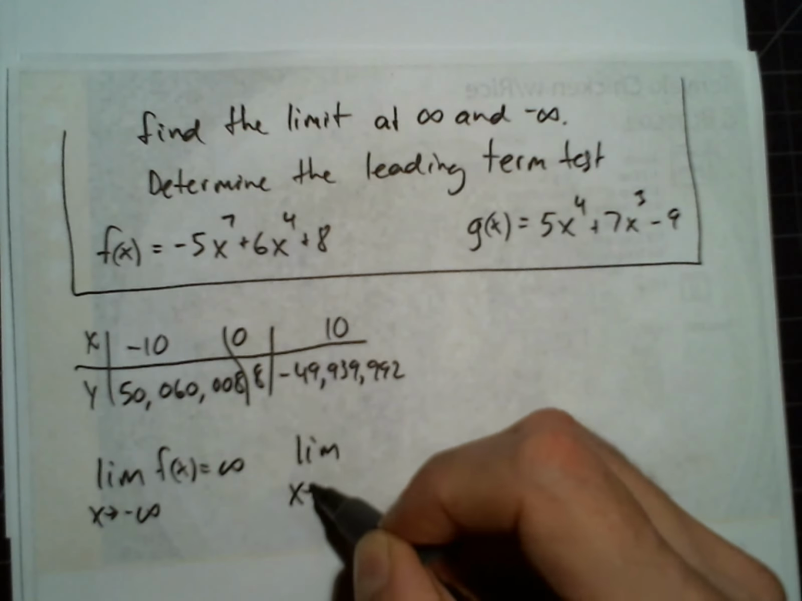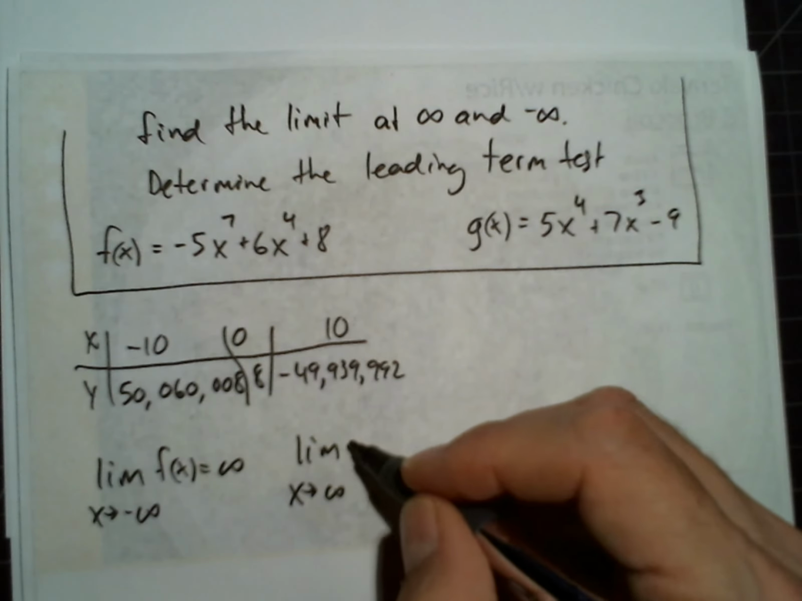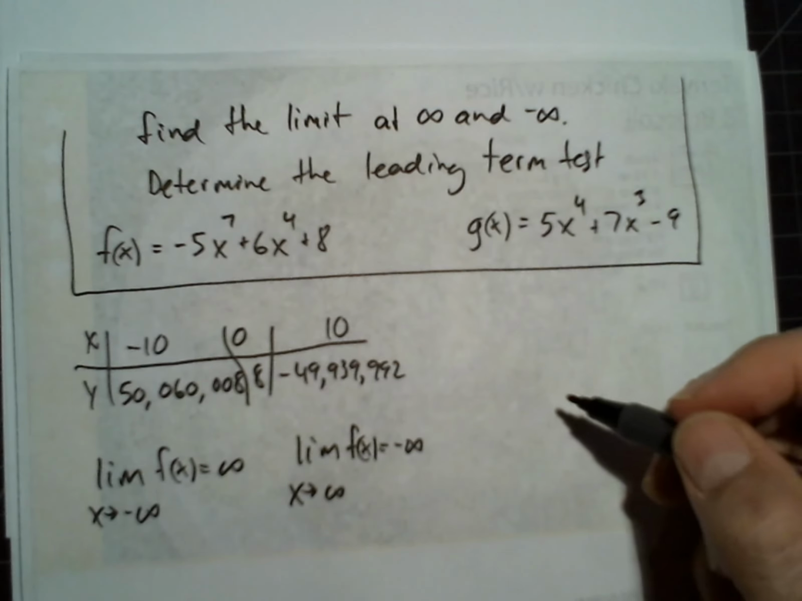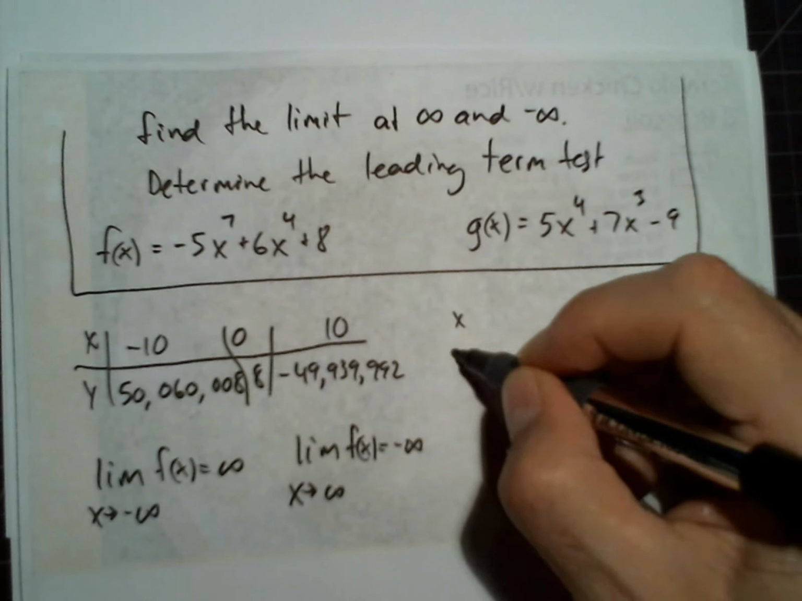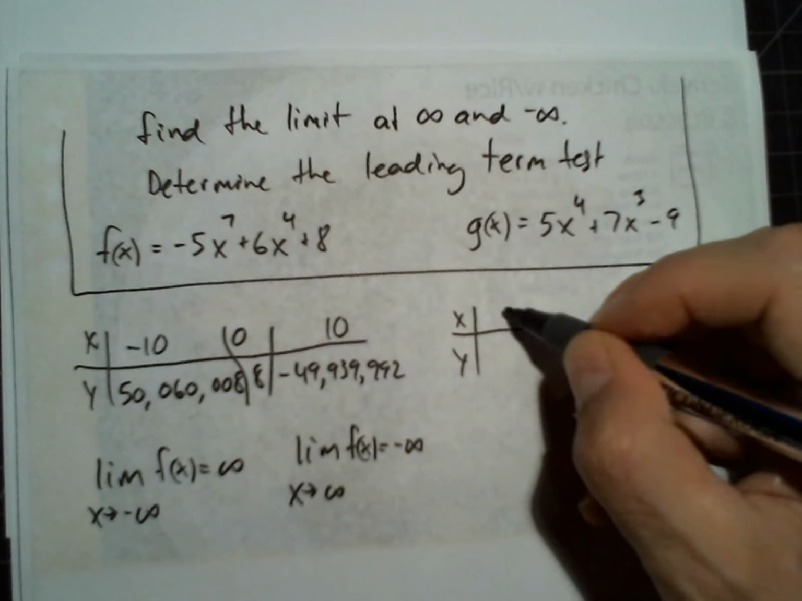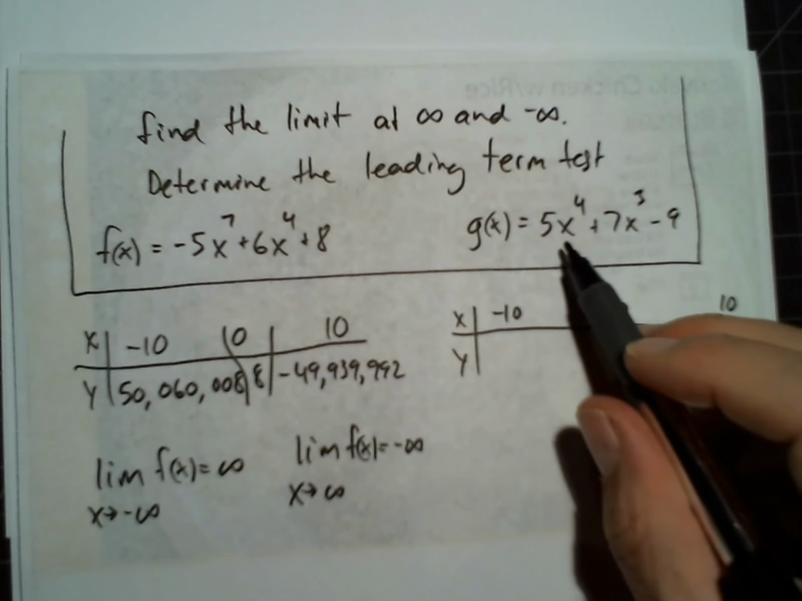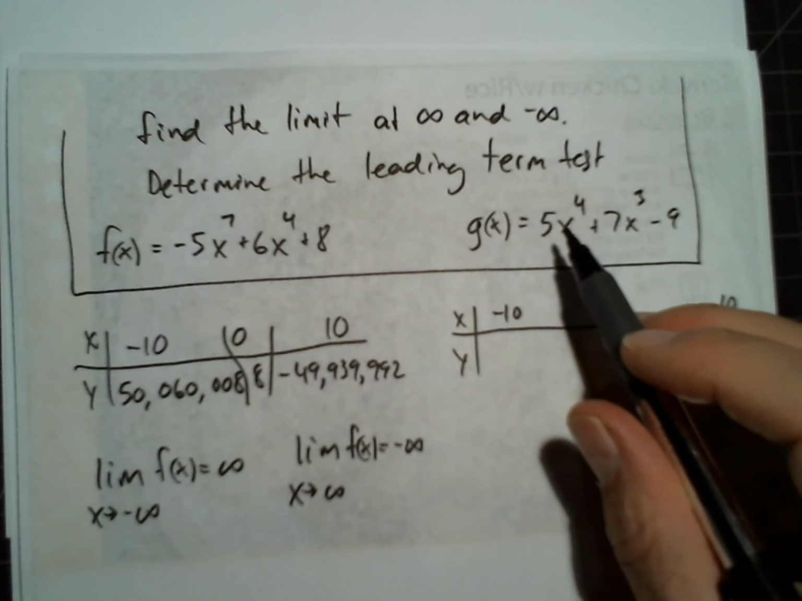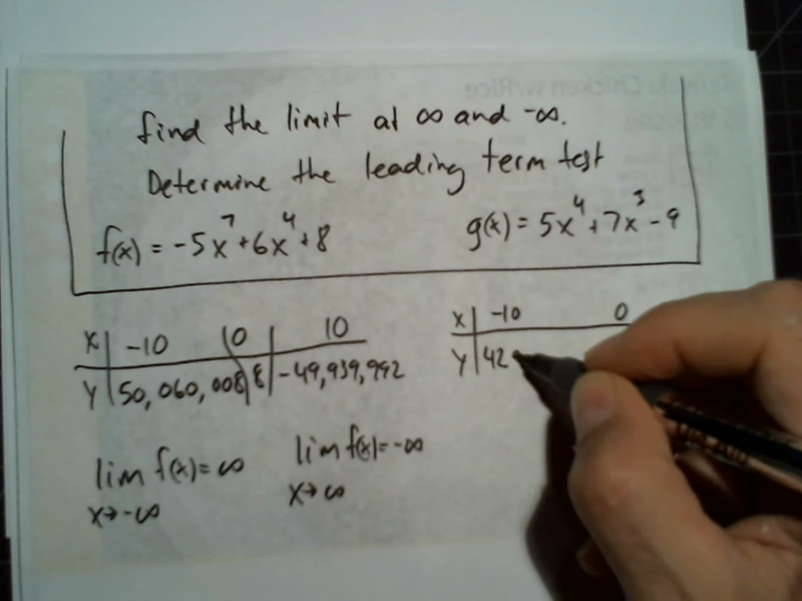The limit as x goes to positive infinity, here we're going to the right, y is going to negative infinity. And over here, look at the same thing: as x goes to the left, g goes to positive infinity, and here we have 42,991.